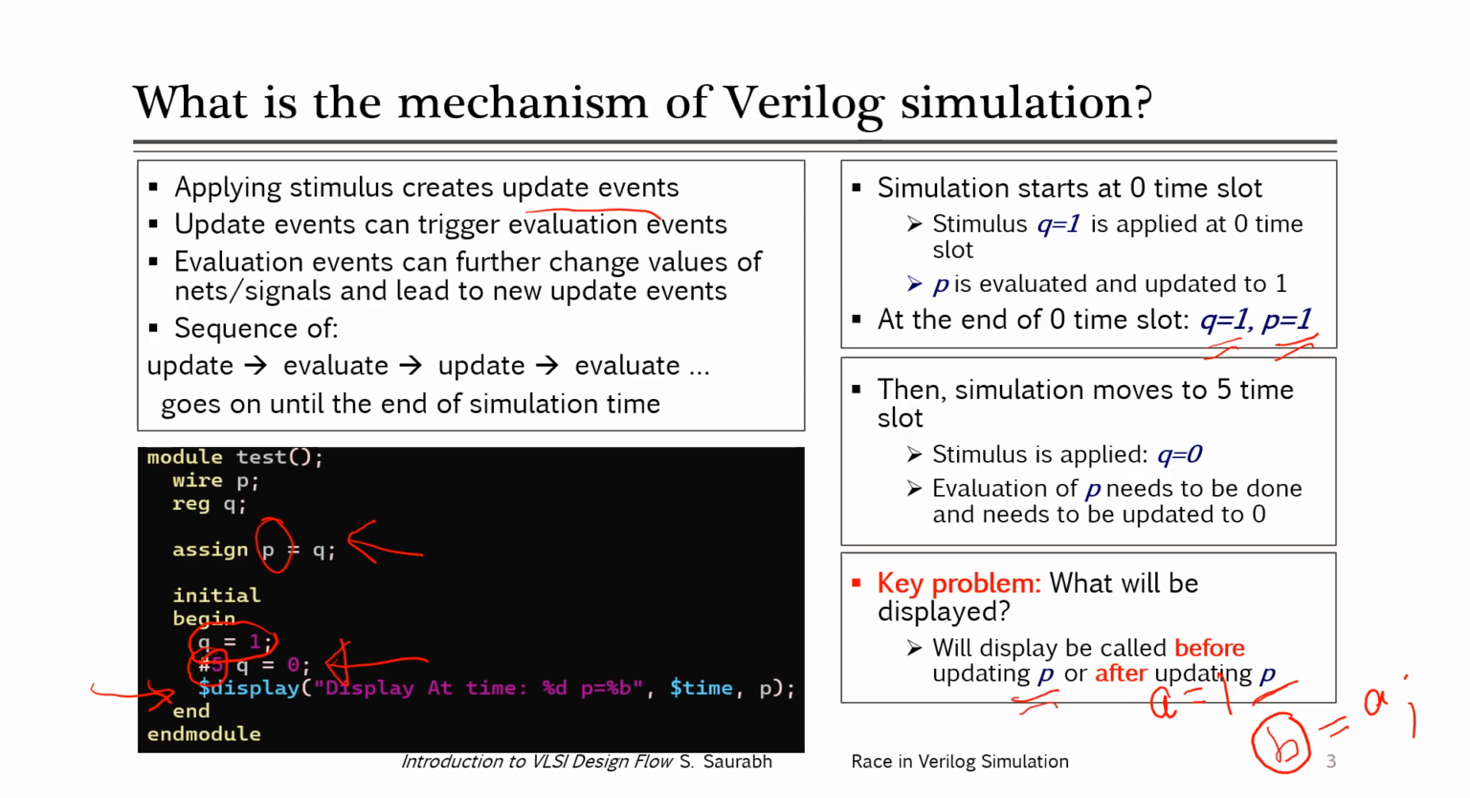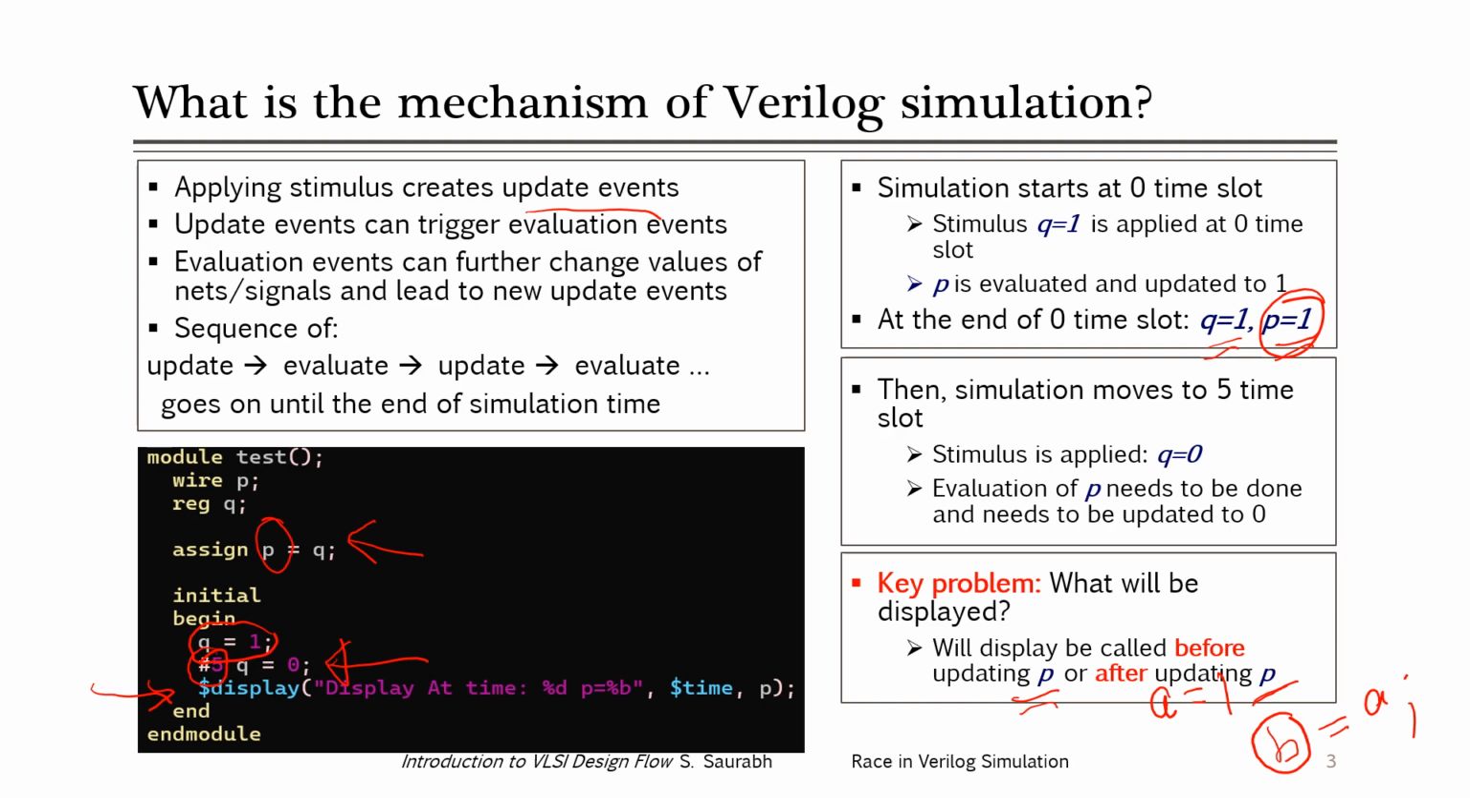If it is called before updating p, then p will show an old value, right? Old value was 1, right? If it is called after evaluating or updating p, in that case the value shown by display will be 0, and the output will be dependent on the order of display being called in this case.